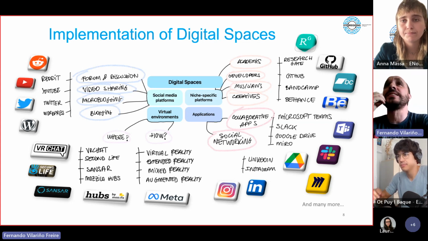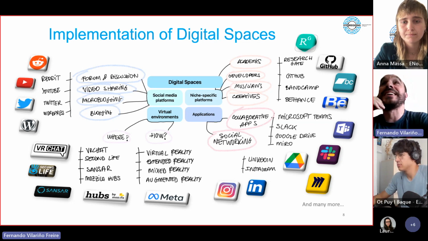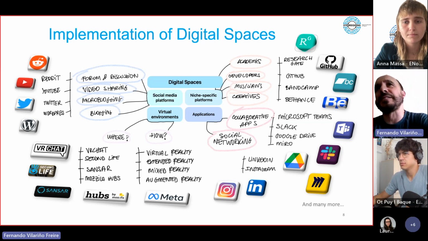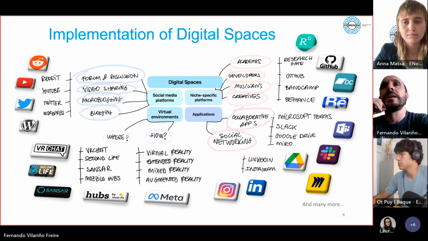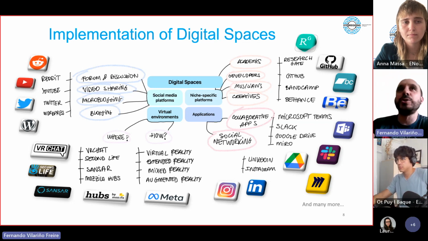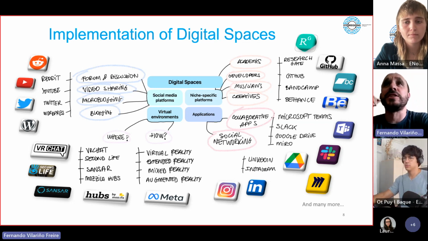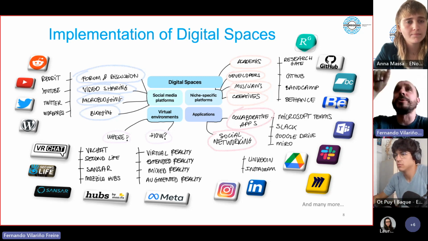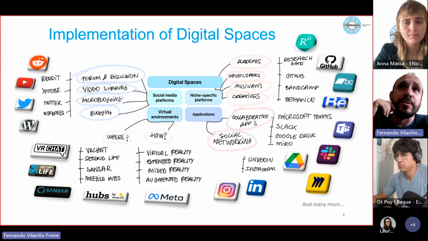Regarding niche-specific platforms, we can go for academics. We can have ResearchGate for developers of software. We can have GitHub, in which you have an enormous collection of open software and collaborative contributions for software development. For musicians, we can have Bandcamp and other areas of creativity like Behance. But in addition to that, now we are very much used to other applications and collaborative apps, such as Microsoft Teams, Slack for group and project development, Google Drive for sharing our data, Miro board for co-creative approaches, and also social networking such as Instagram in the case of sharing our pictures, or LinkedIn if we are sharing our professional approaches.